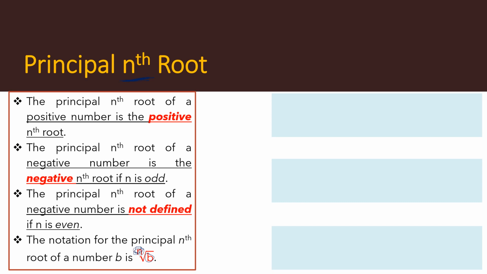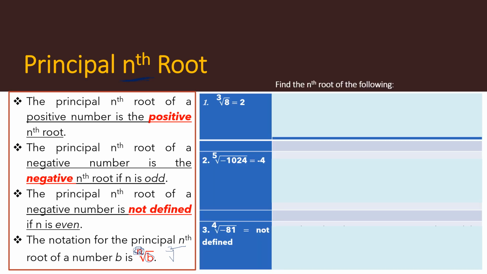If it is a square root, it is written simply like that. But if we have a 3, a 4, or other numbers, we will have third root or fourth root and so on. That's why we have here what we call nth root, so n can represent any number. So find the nth root of the following.